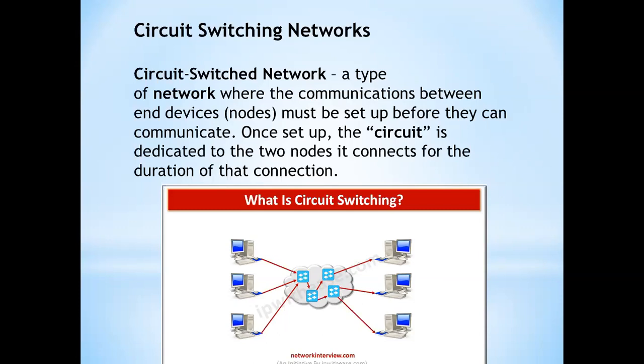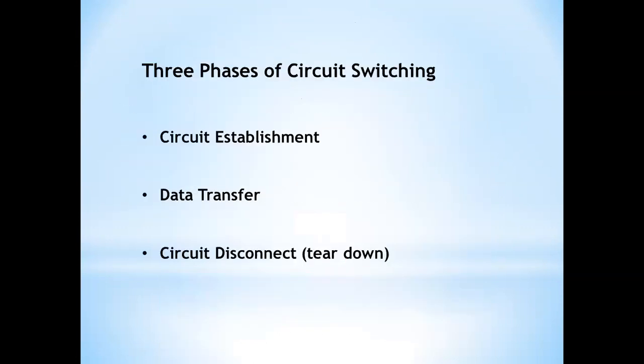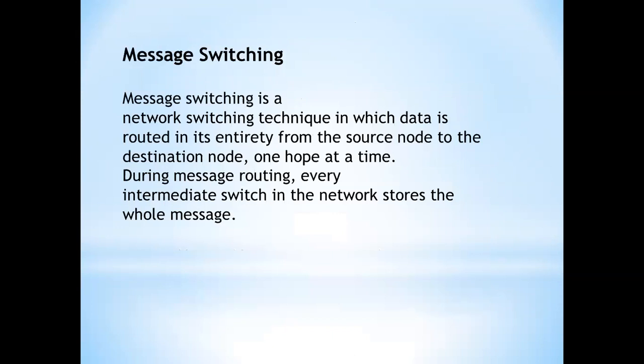Next is message switching. In telegraphy, the text message is encoded using the Morse code into a sequence of dots and dashes.